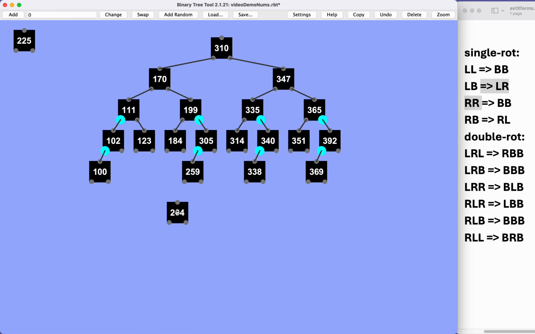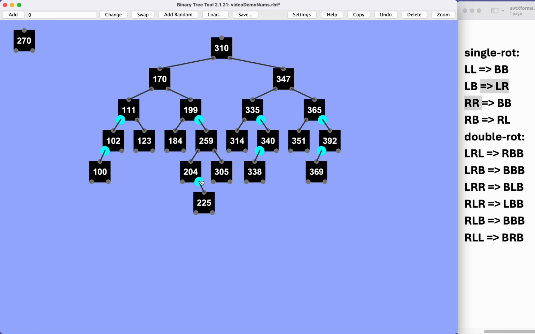204 ends up coming down here. And height growth here, already left leaning. This is a left-left transformation. So make these two guys balanced and do a single rotation. 225 ends up coming right down there.